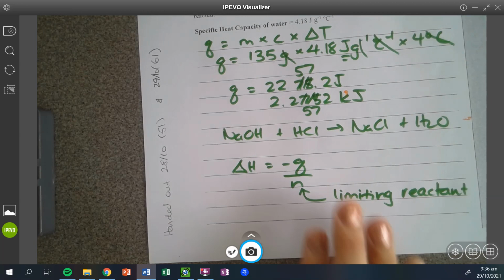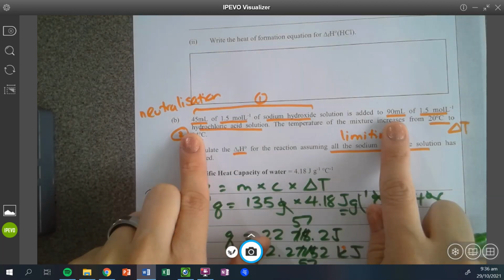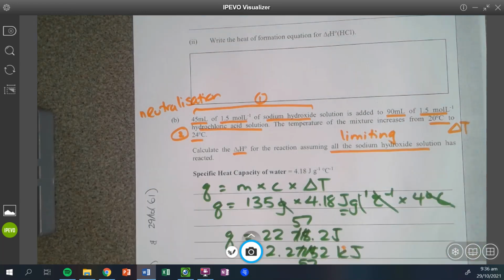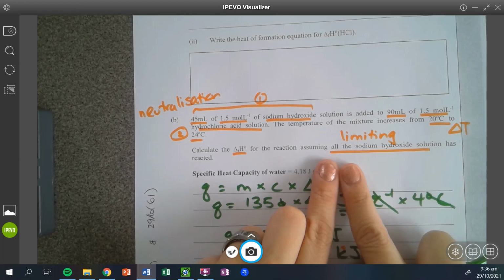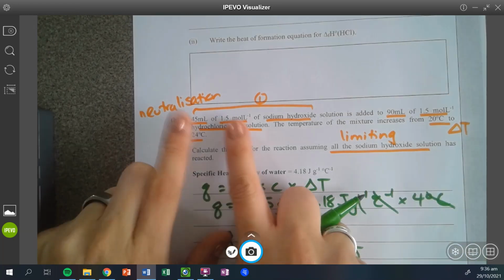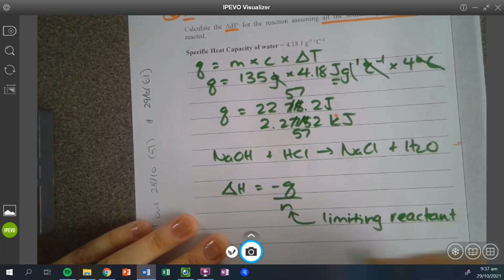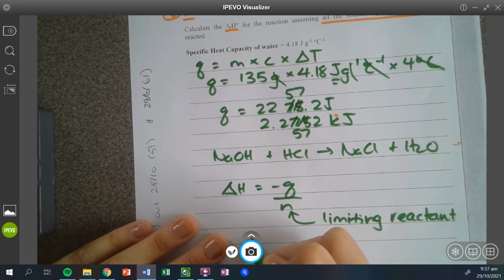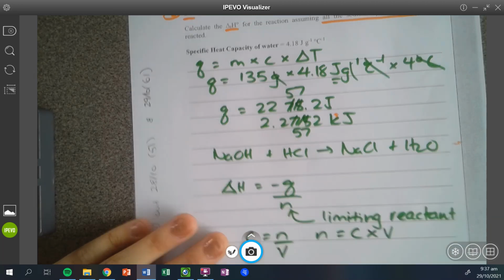In this case, they haven't been nice because they've given you same concentration but different volumes. And so we need to figure out which one's going to run out first. They've given you a hint here, and they say all the sodium hydroxide has reacted. So that's, again, trying to point you in this direction, that this is your limiting factor. So what I need to do is figure out moles. So for you guys, remember, concentration is equal to moles divided by volume. To rearrange it, n equals the concentration times the volume. So I need to plug that in.